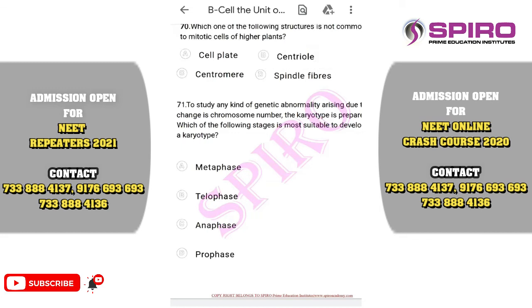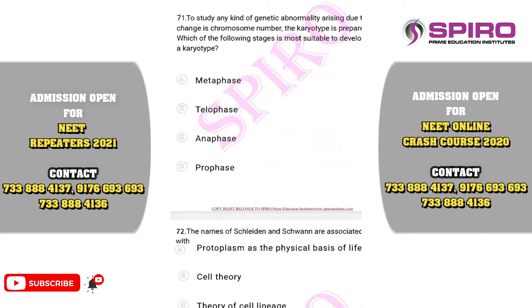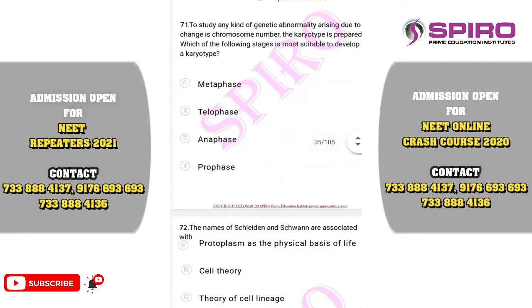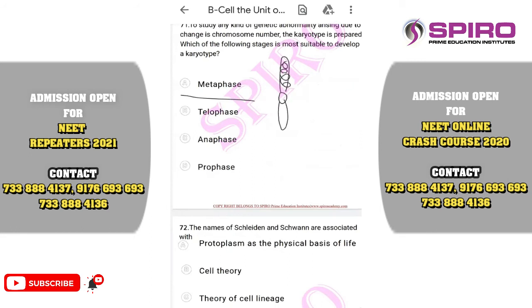Proceeding to the next question, 71. To study any kind of genetic abnormality arising due to the changes in the chromosome number, the karyotype is prepared. Which of the following stages is the most suitable to develop a karyotype? Yes. So in this, dear students, you know, in metaphase, the condensation is going to be maximum. You can go for morphological study, okay?